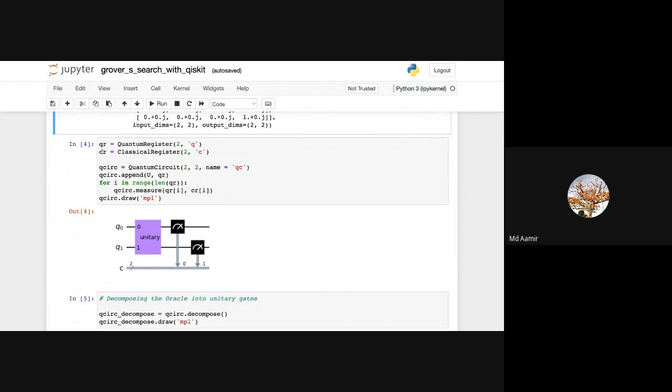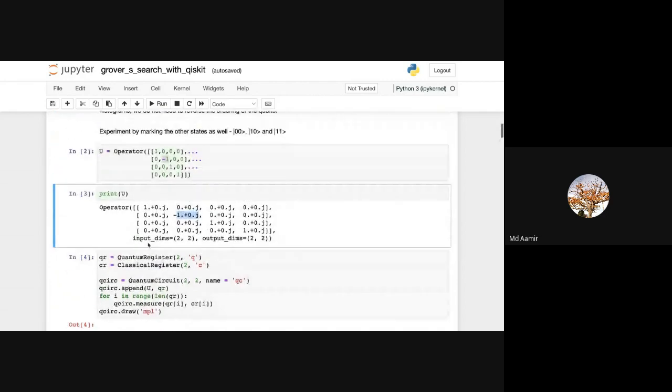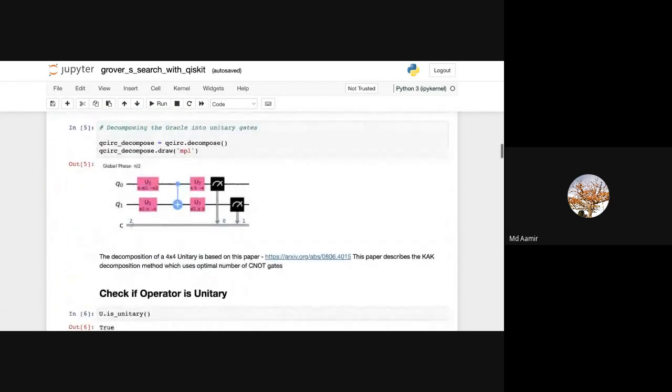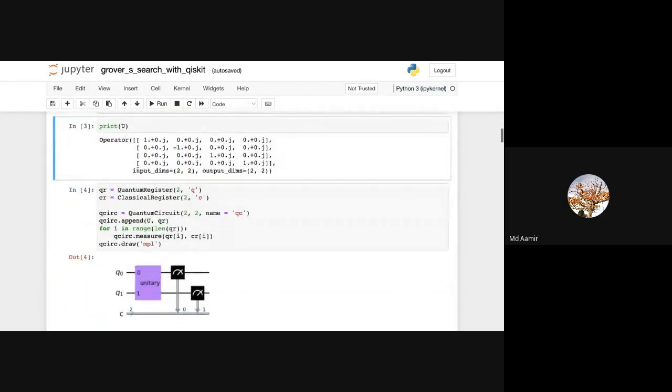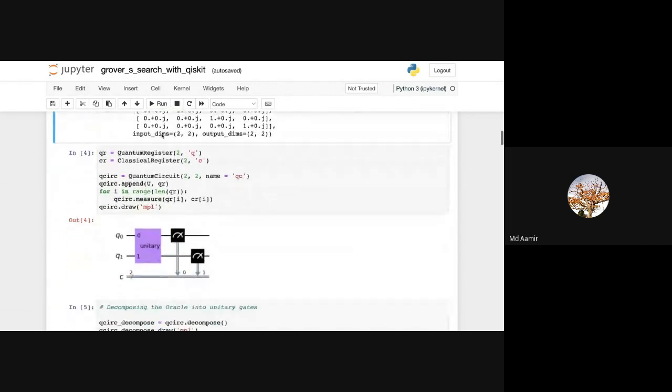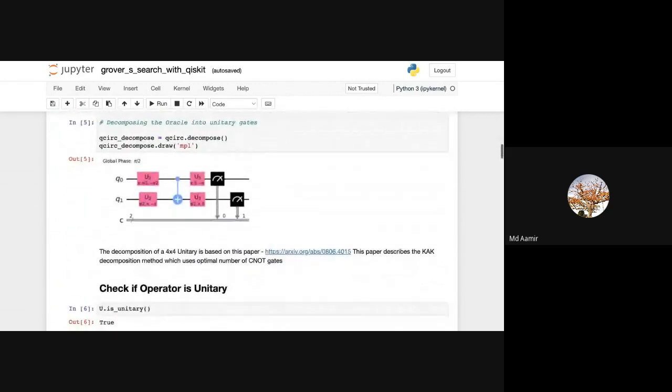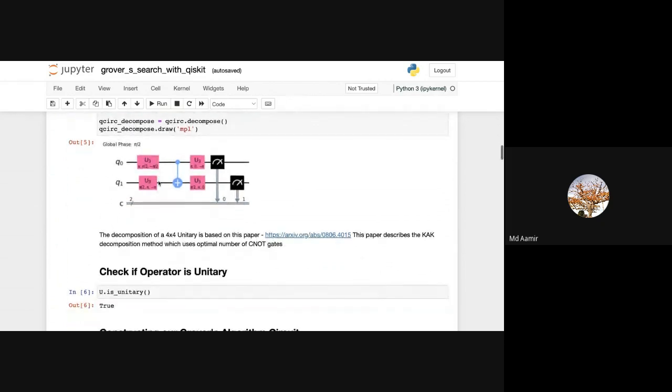So that's why we have these two classical registers. Then we added this unitary, which we have defined here, u. This one is actually the decomposition of this big unitary which we have defined, this 4x4 unitary. It is taken from a paper on the decomposition of a 4x4 unitary into CNOT gates and 1-qubit unitaries. We don't have to go into the details of this part. We can just assume we have the decomposition of this bigger unitary.